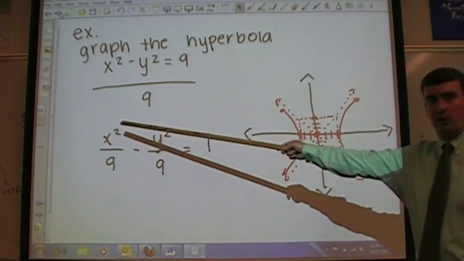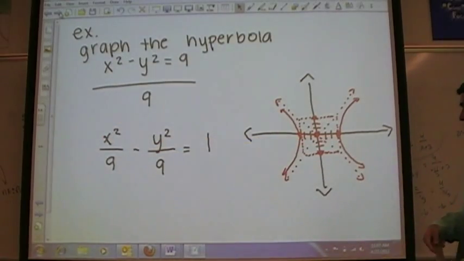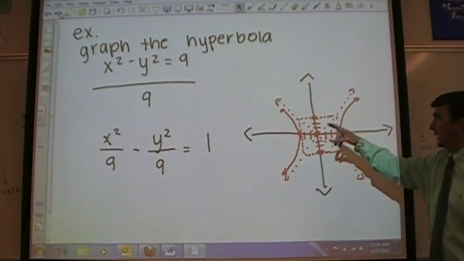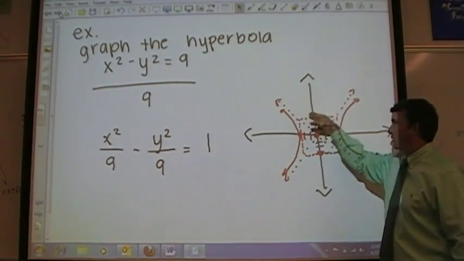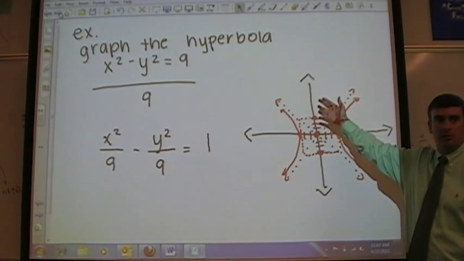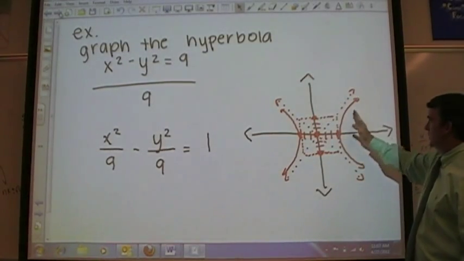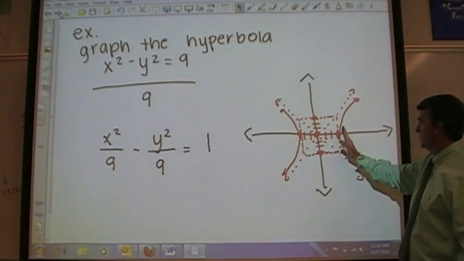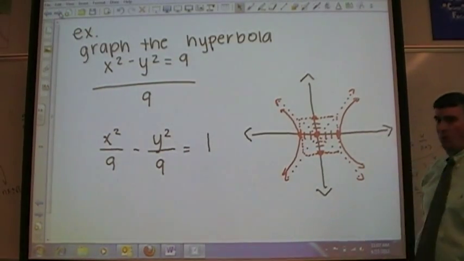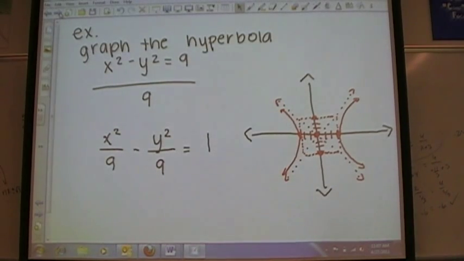Since x comes first in the equation, that tells you to open the curve along the x-axis. If y came first, it would open here and here, along the y-axis. So see what the asymptotes do for your graph. That shows you where to open your curve, and how wide or narrow to open it.